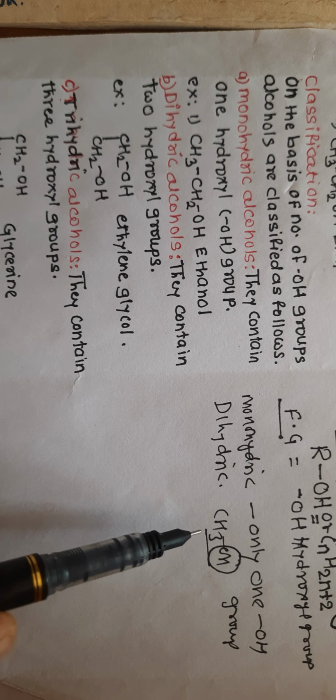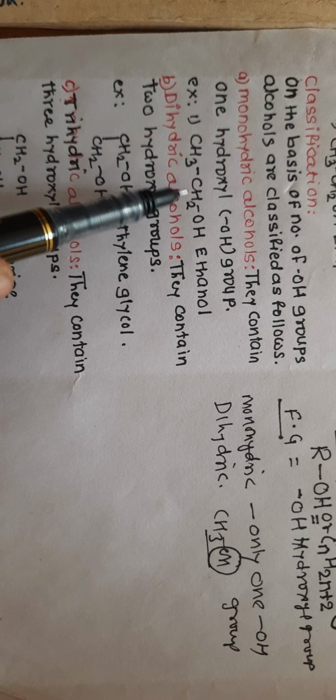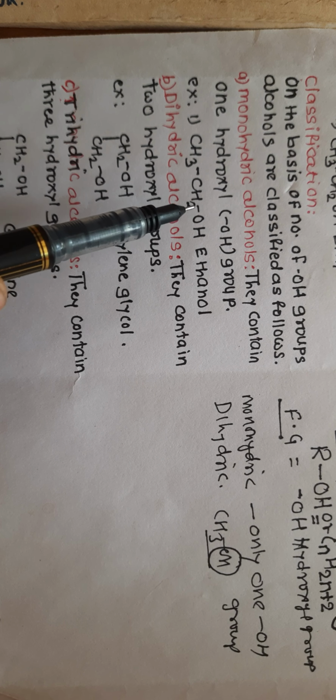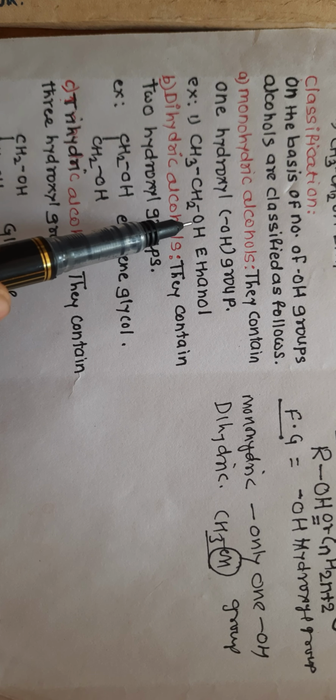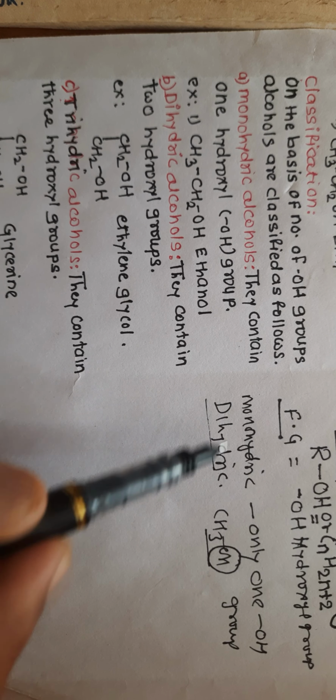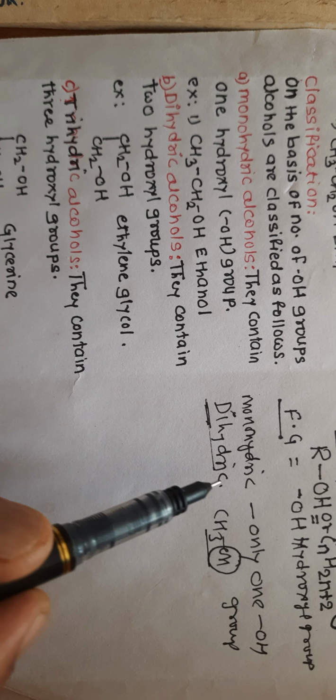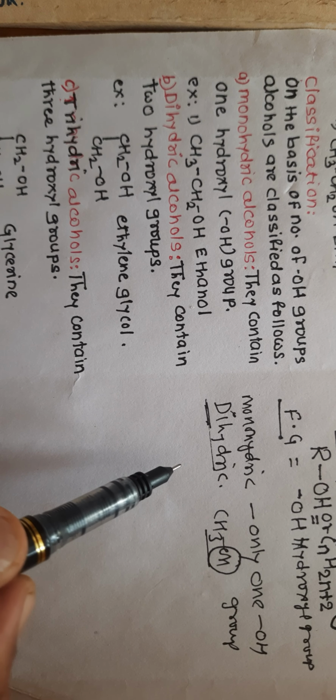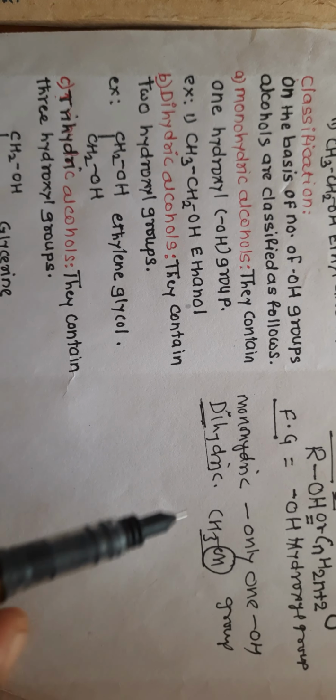Methyl alcohol and ethyl alcohol are examples of monohydric alcohols, as they contain only one OH group. Now dihydric alcohols: di means two. Dihydric alcohols contain two OH groups in their structure.